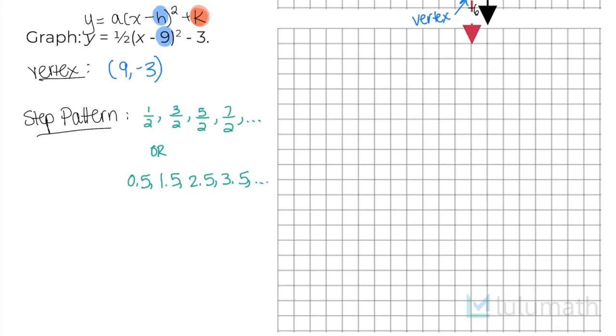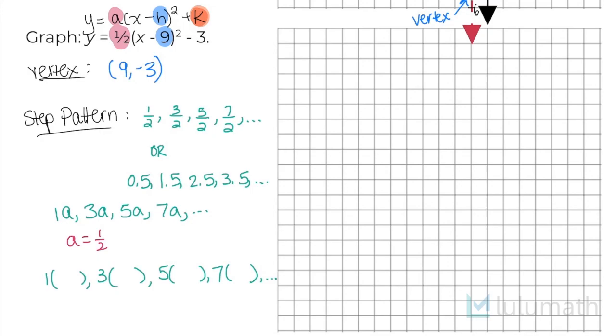Now, to find the step pattern, we would do 1a, 3a, 5a, 7a, and so forth. But the a value comes from this part of our equation here, so we can see that a is equal to 1/2.